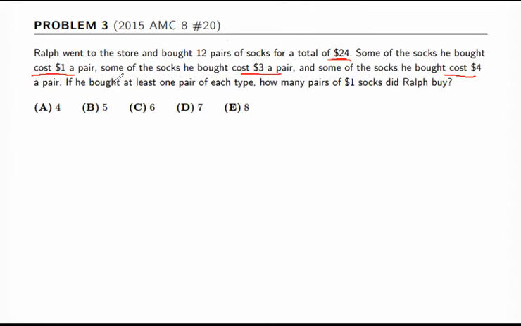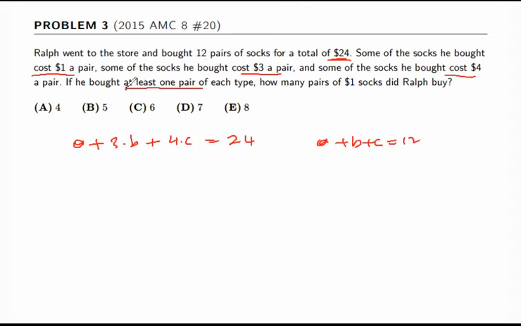If you get A of these socks that cost $1, you will get A times 1. And if you take B of the socks that cost $3, that should be 3 times B, and then 4 times C. So this adds up to 24. But at the same time, the number of pairs is 12, which is why A plus B plus C is 12. So we have 2 equations, but 3 unknowns, which doesn't look like enough equations.